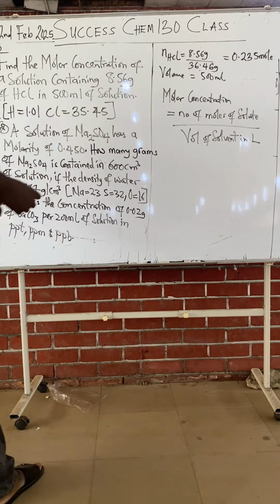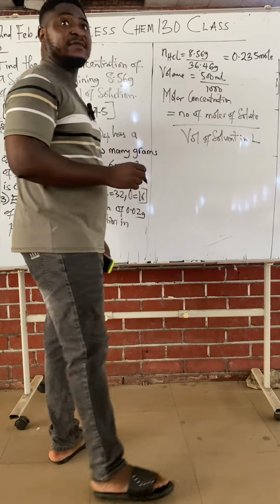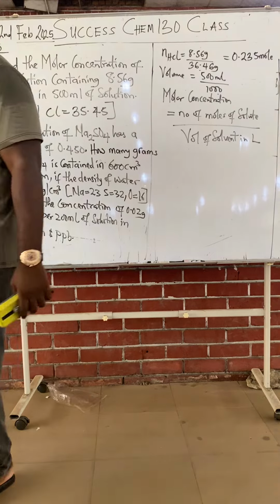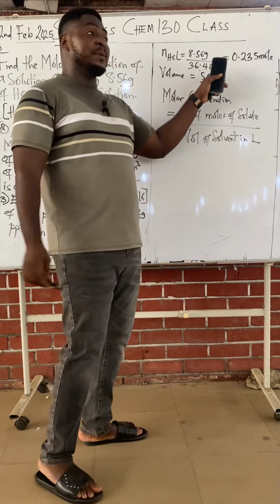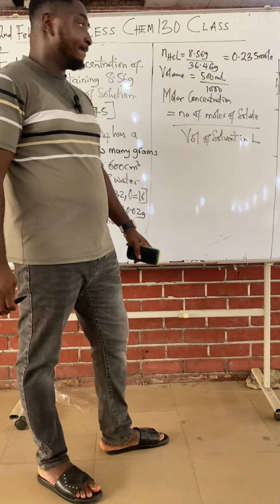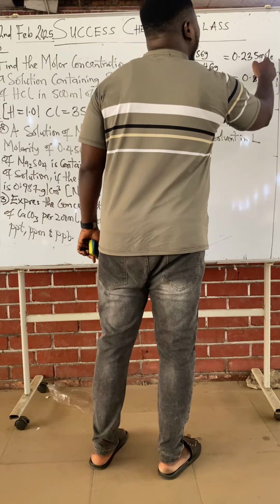The volume of HCl is in ml. Convert to liter by dividing by 1,000. Please, anytime you want to go from ml to liter, divide by 1,000. Class, for your molar concentration, the volume should be in liter, not ml. So 500 ml divided by 1,000 gives 0.5 liter.